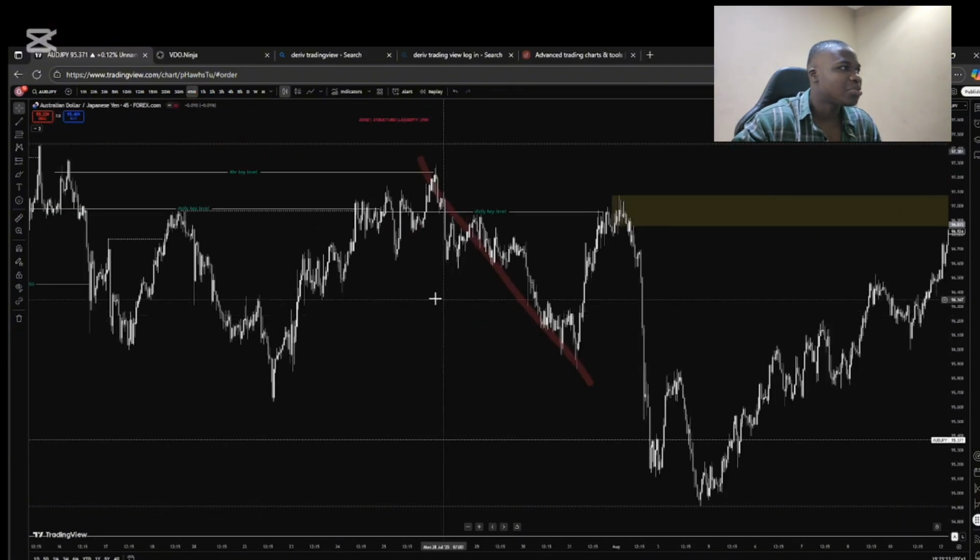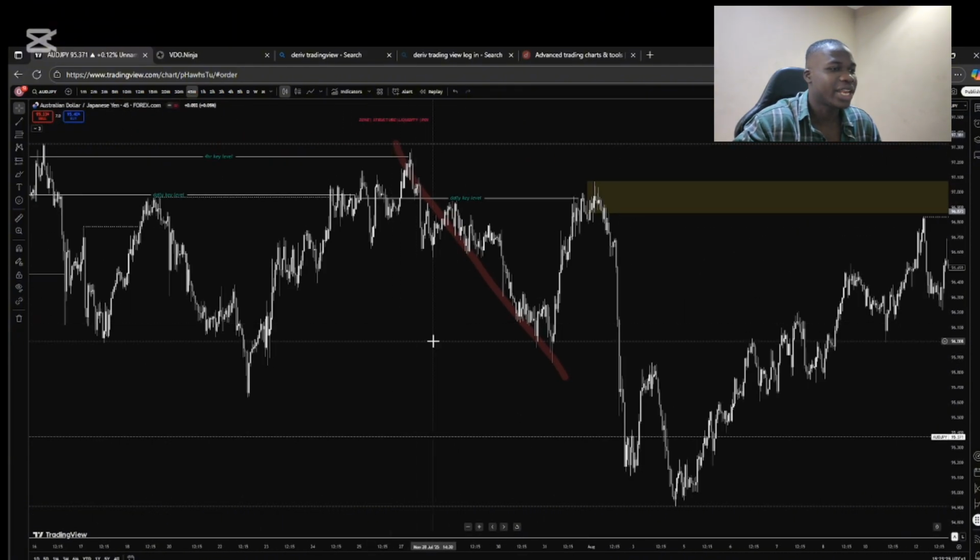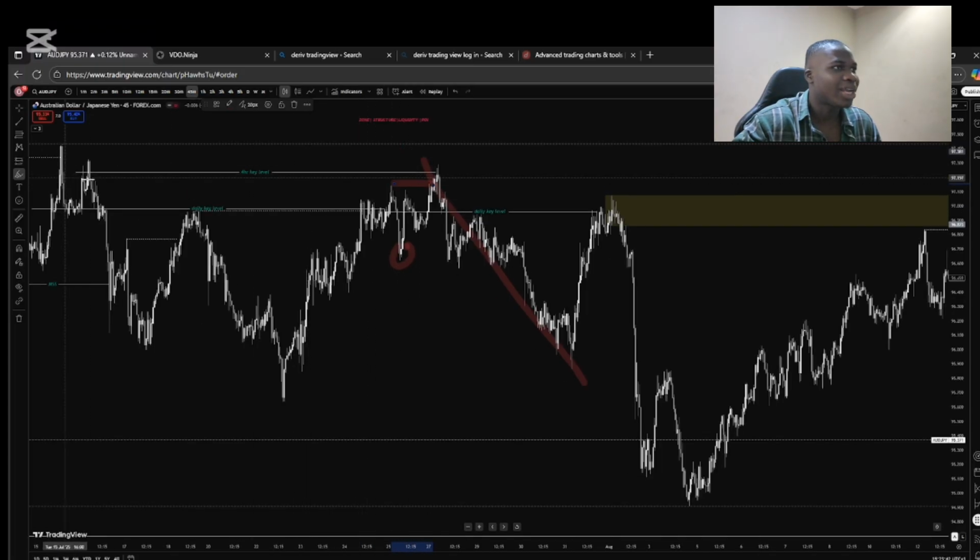So the moment price mitigates into the daily key level, price created a low right here. Now price broke that low. Price created a low and created a high. Now price creates a new higher low and a new higher high. Now price broke that higher high as a break of structure to the upside, then reacted from the 4 hour key level.